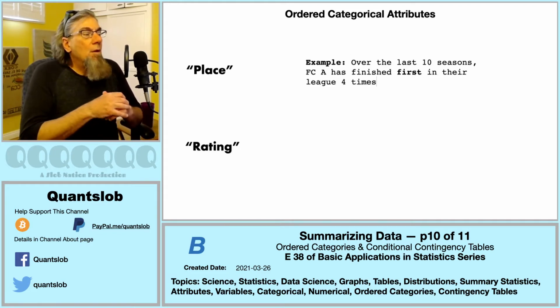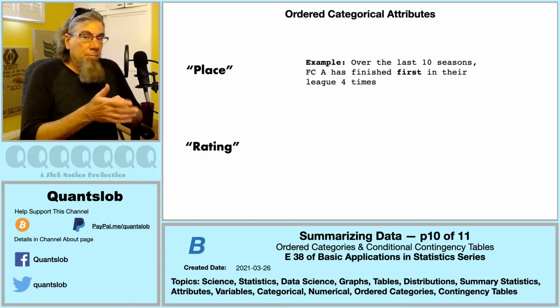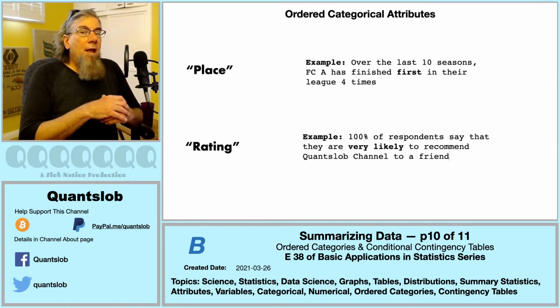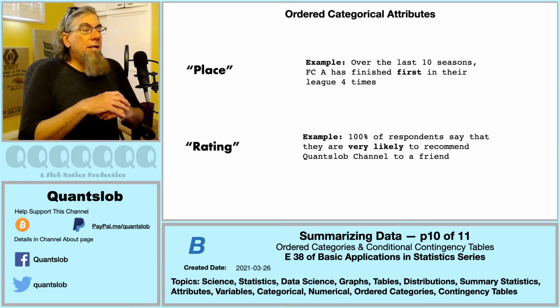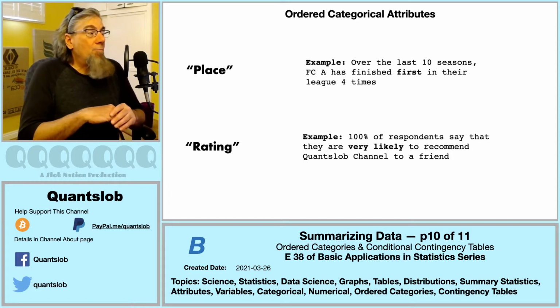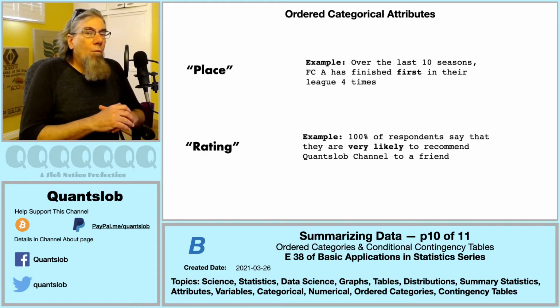So for example, we might use a place attribute to report something like, just for an example, over the last 10 seasons, Football Club A has finished first in their league 4 times. Or with a rating, just to illustrate here, we might report that 100% of respondents say they are very likely to recommend Quants Log to a friend, just as an example.